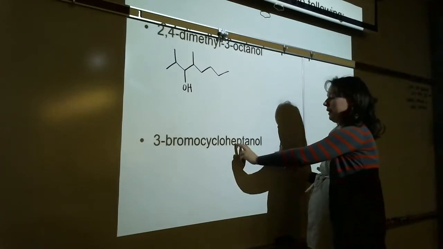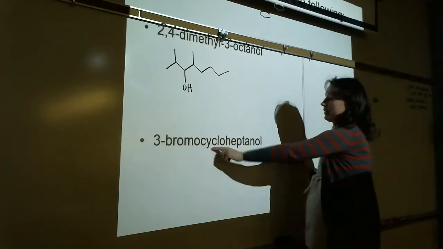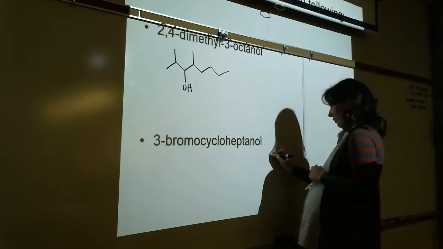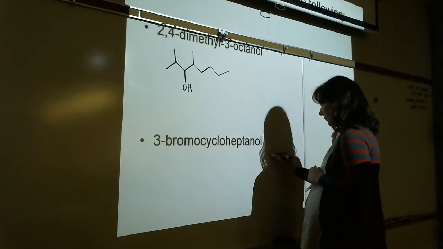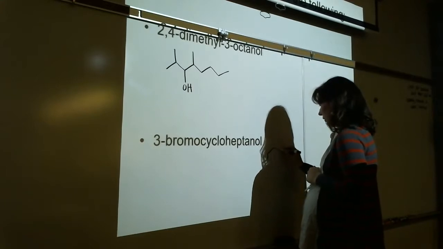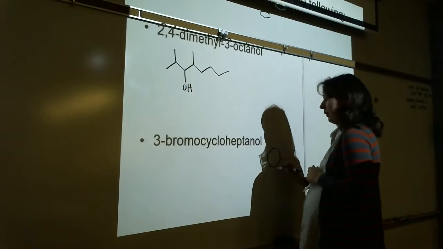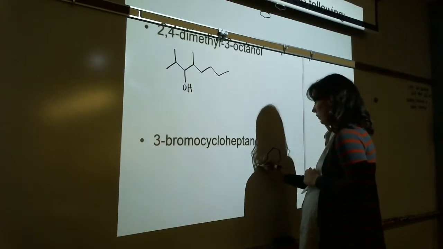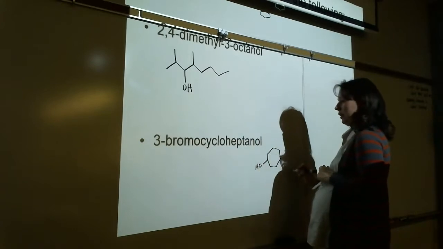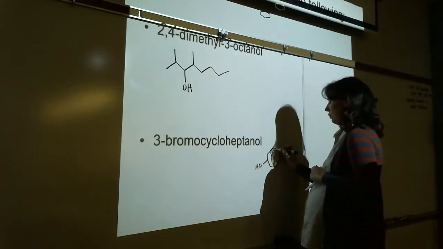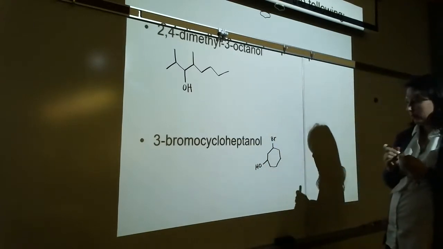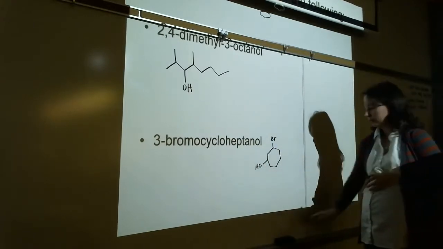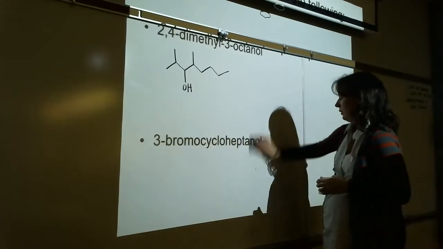And then let's do, this is a heptanol. How many carbons are in that chain? 7, and it's cyclo, so have fun drawing a 7-membered ring. I have to kind of think about drawing a 7-membered ring too. Okay, so that's carbon number 1. And then 3-bromo, 1, 2, 3. Do we agree? All right.